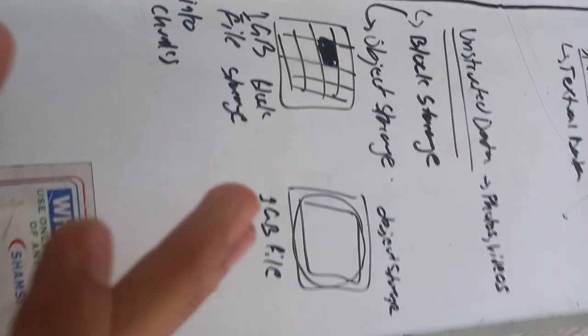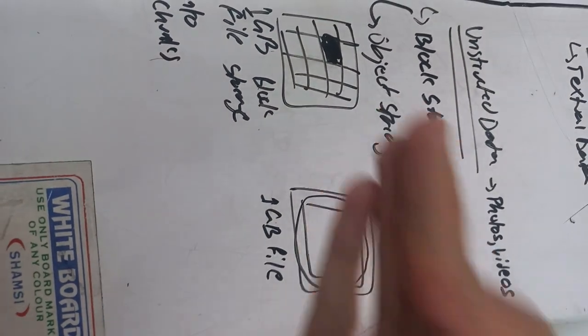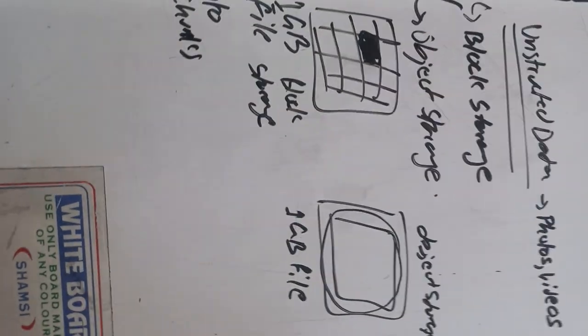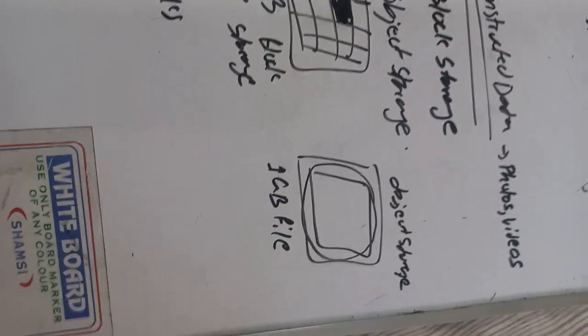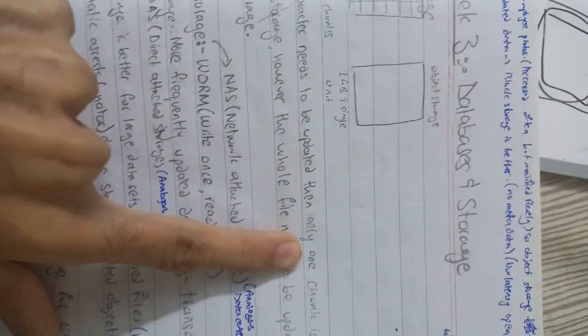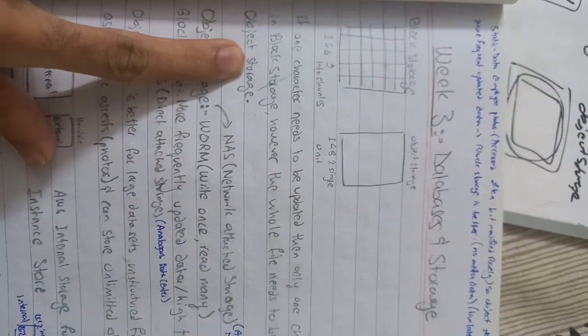Now, this is a very big difference, and this is the reason why AWS is giving you two different storage options, and you must understand which storage option you should be using for your application. So let's get back to my register. This is what I was talking about. This is your block storage, this is your object storage. If one character needs to be updated, then only one chunk is updated in the block storage. However, the whole file needs to be updated in the object storage.